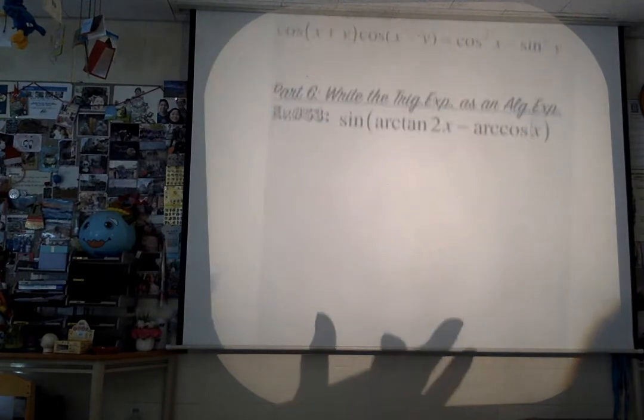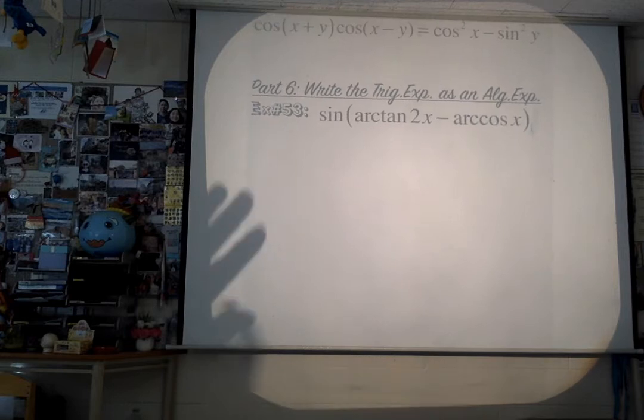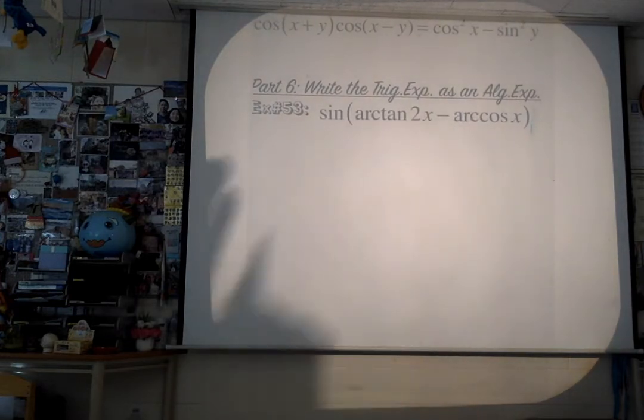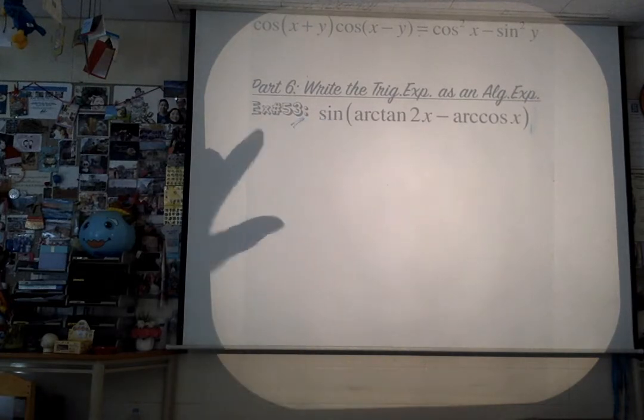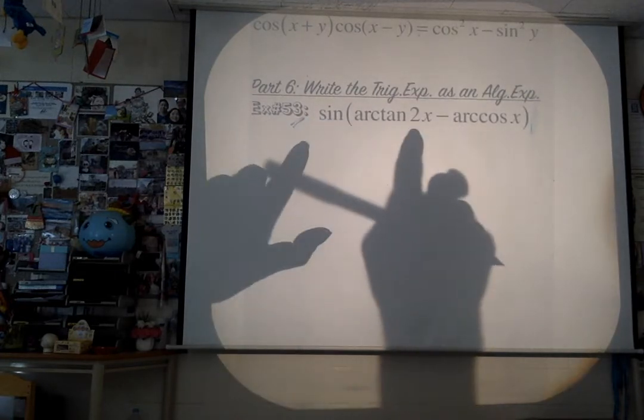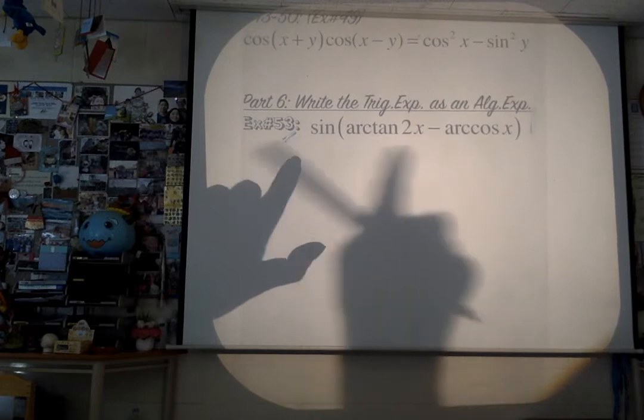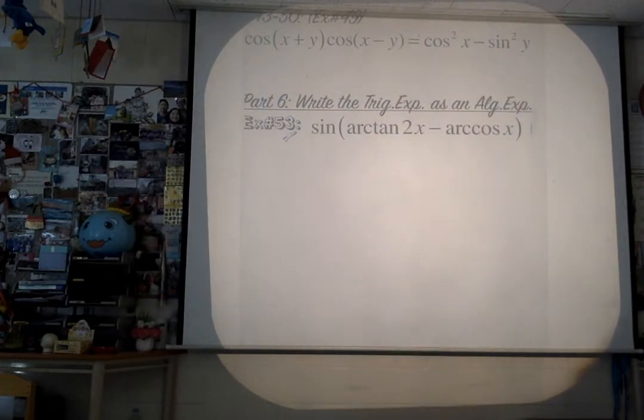All right, now we'll do the final part. I know you've been waiting for this moment. Drum roll, please. Write the trig expression as an algebraic expression. As you can see, number 53, section 5.4, sine of arctangent of 2x minus arc cosine. Oh my god, they're back! Your worst enemy, arcs, inverses.